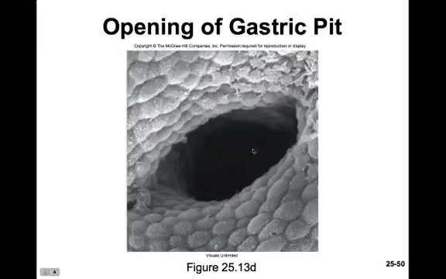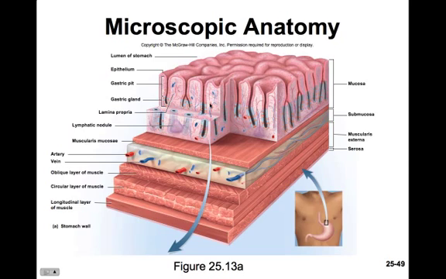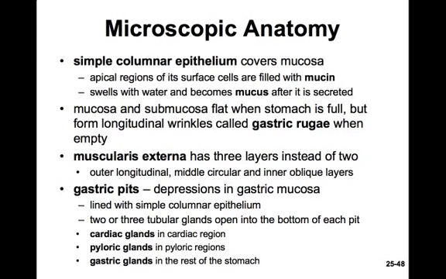Here's a picture of a gastric pit. You can see all of the tops of the simple columnar tissue here. And as you go down into the pit, we'll see that it terminates in some gastric glands. 2 to 3 of each of these will come into the bottom of each gastric pit. There are cardiac glands in the cardiac region. There are pyloric glands in the pyloric region and gastric glands throughout the rest of the stomach.